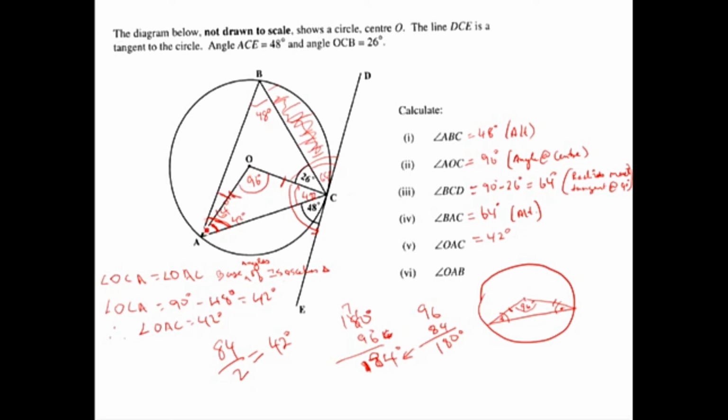Angle OAB. So we can find angle OAB quite quickly by putting 64 degrees minus 42 degrees, and that will be equal to what? Okay, 2 from 4 gives us 2, and 4 from 6 gives us 2, so 22 degrees. Okay, and that's about it.